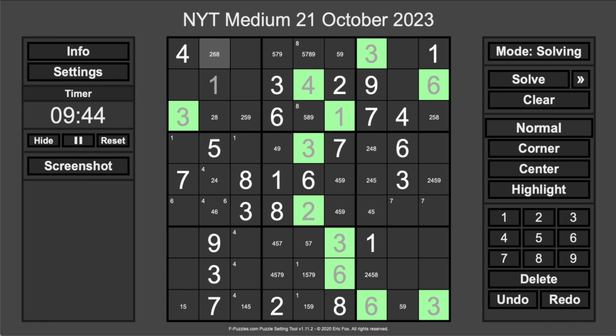Okay, I've got 1, 2, 3, 4, 6, 9. I need 5, 7, and 8. Well, this is 5 or 8. It can't be 7. This one is 5 or 7. It can't be 8. But that's anything.